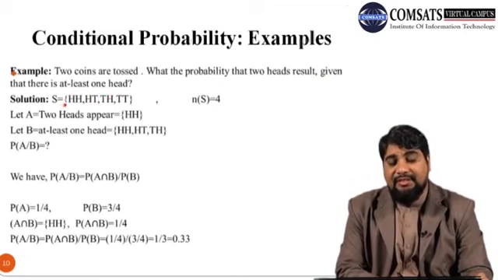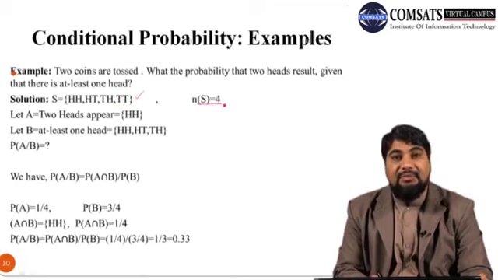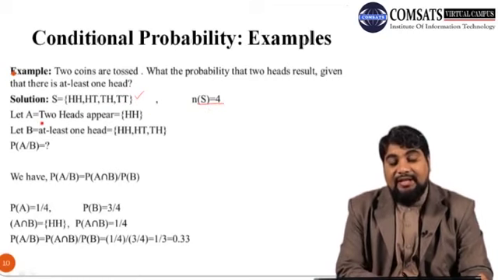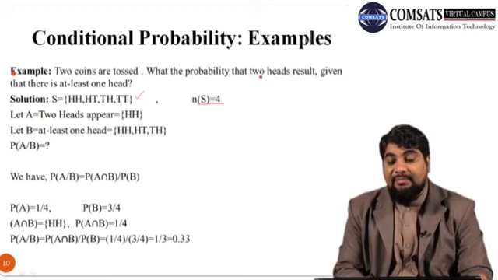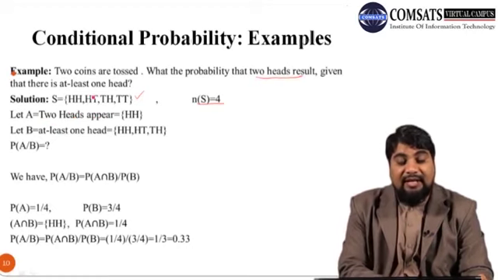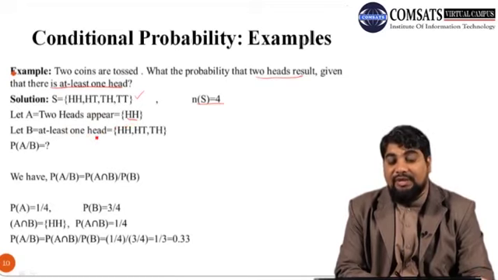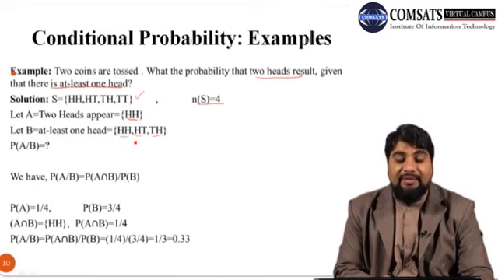So when two coins are tossed, we know that the sample space is HH, HT, TH, TT. So the total number of sample points is 4. Let us define an event A that two heads appear and event B as at least one head. So event A will have the outcome two heads, meaning only HH. At least one head means one or more heads, so one head and two heads.